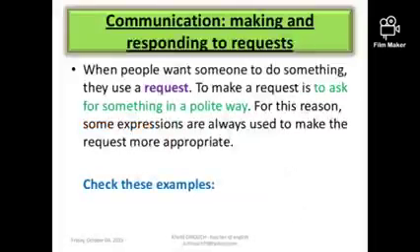We have here making and responding to requests. When people want someone to do something, they use a request. To make a request is to ask for something in a polite way. For this reason, some expressions are always used to make the request more appropriate. So, in order to ask for something, we have some expressions. Okay, let's check all these expressions.